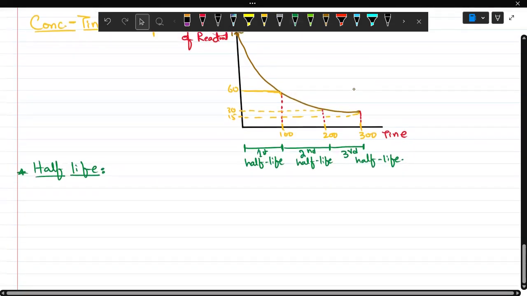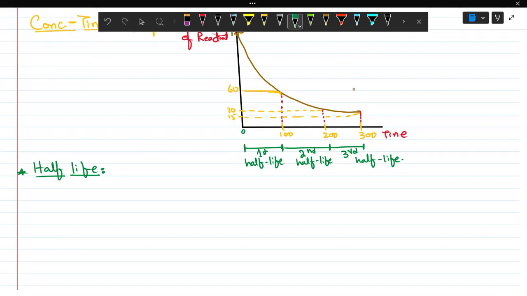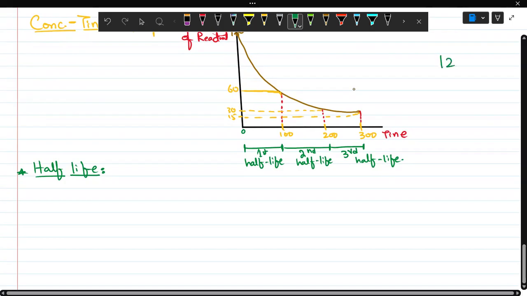We observe that in the first half-life, it moves from 0 to 100 seconds, and the value becomes 60, from 120 to 60. That is the first half-life. It's like what? 120, half of it becomes 60. That is the first half-life. It takes 100 seconds.